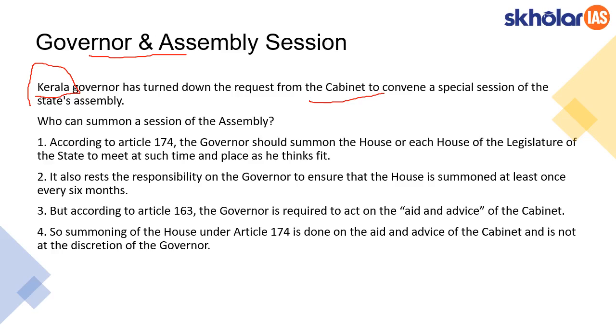The first question is, we need to understand who can summon a session in the assembly. When we talk about the assembly, it deals with the state legislature. According to Article 174, the governor has the power to summon the house. If it is unicameral, it is just the assembly. If it is a bicameral legislature, then the governor can summon both the assembly and the council, whenever he feels that it is time to have a meeting of these two houses.